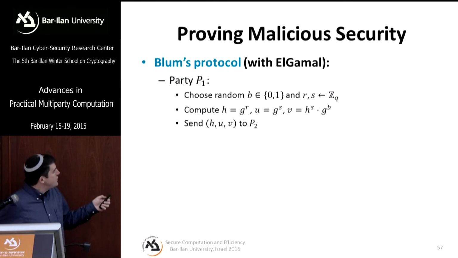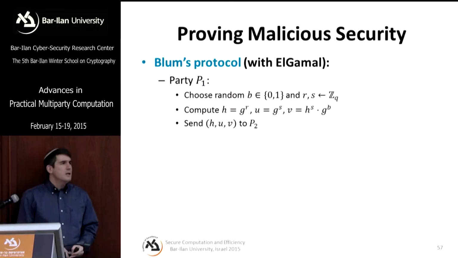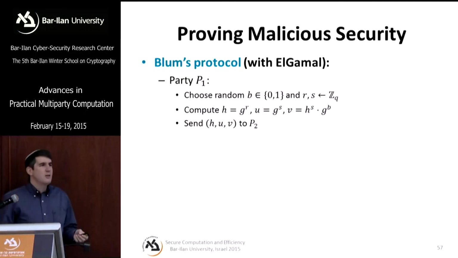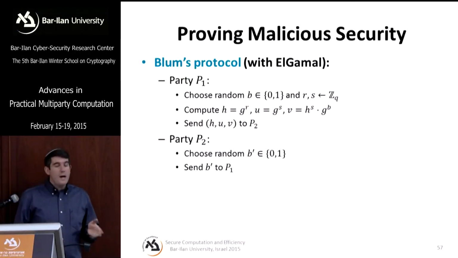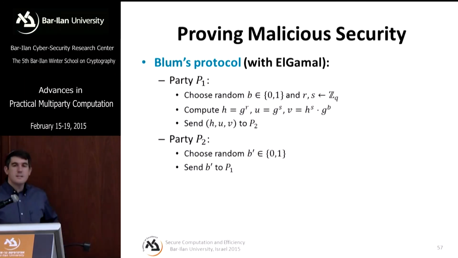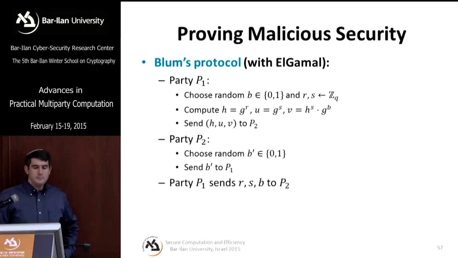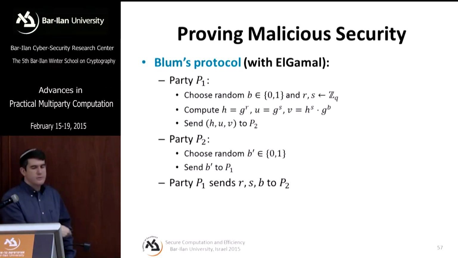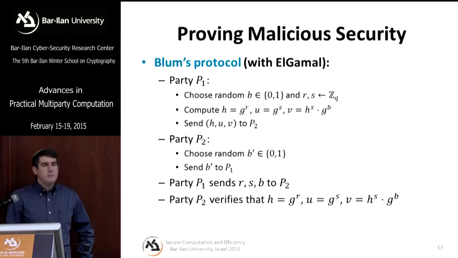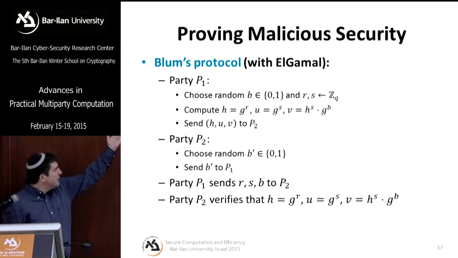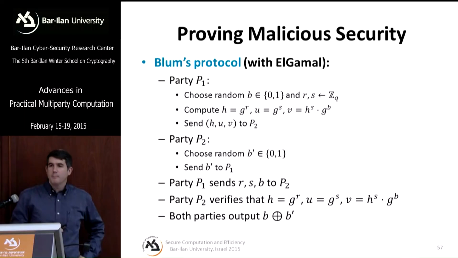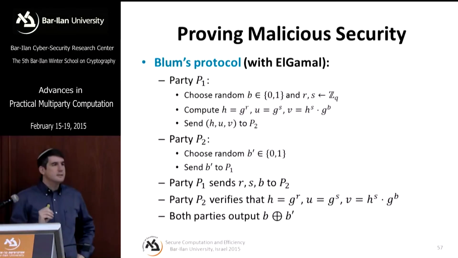Note that H, U, and V fully define the value B, which is this random bit that P1 chose. But because of El Gamal encryption, party P2 gets H, U, and V and doesn't know what the value of B is. So party P2 just chooses a random bit B prime and sends it back to P1. P1 gets this bit B prime and now sends all the randomness that it used in its first step, which is R, S, and B. And party P2 verifies that R, S, and B really do explain these values H, U, and V. And at that point, both parties just output the XOR of B and B prime. Okay, so that's Blum's coin tossing.